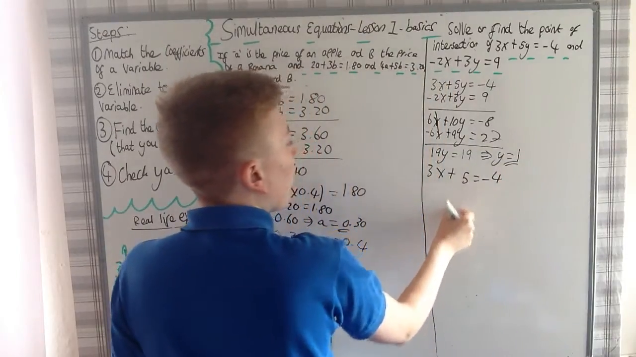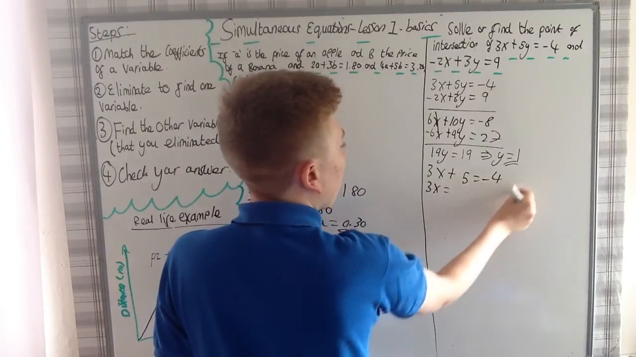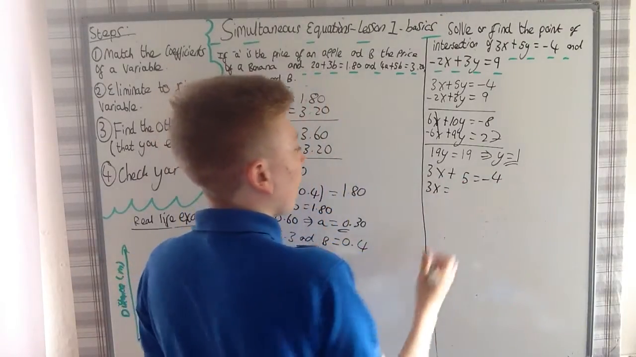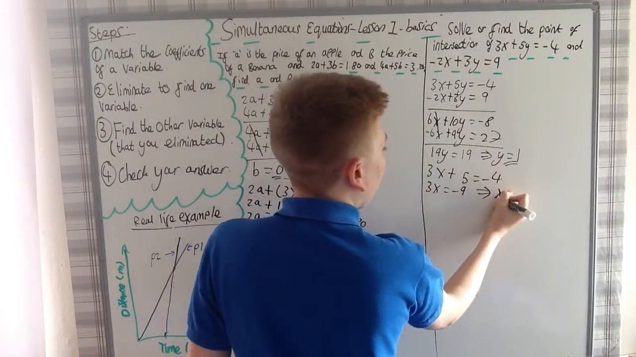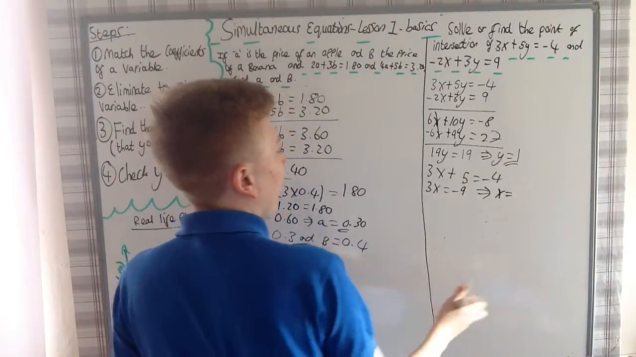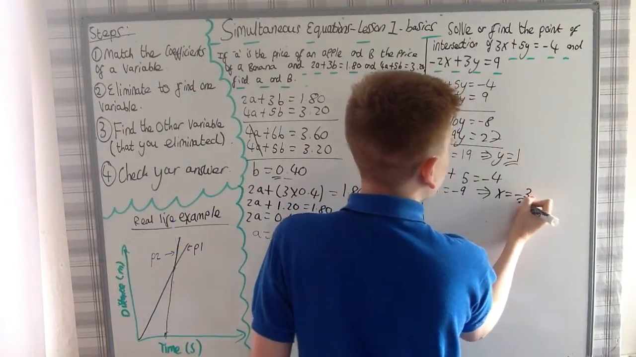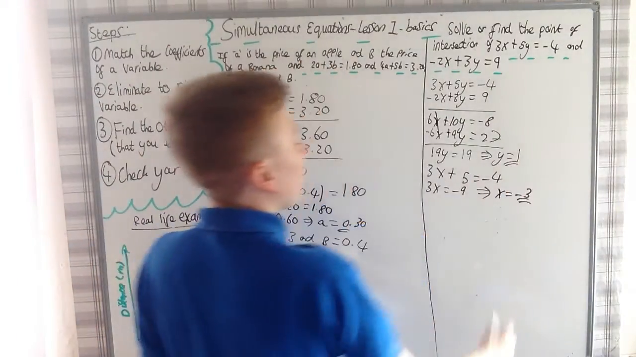So let's move the positive 5 across. And doing that, we get 3x equals minus 4. This is going to become minus 5. Minus 4 minus 5 is minus 9. So if 3x is minus 9, then dividing both sides by 3, we get x equals minus 9 divided by 3, which is minus 3. So we have a value of x that is minus 3 and a value of y that is 1.